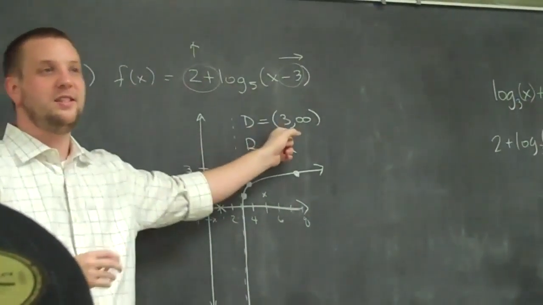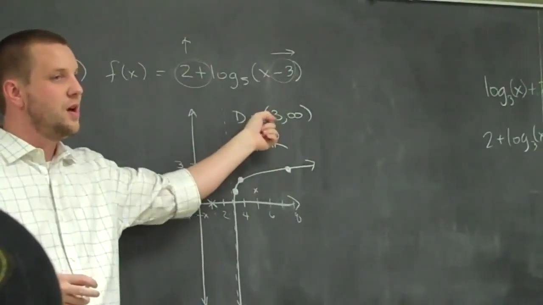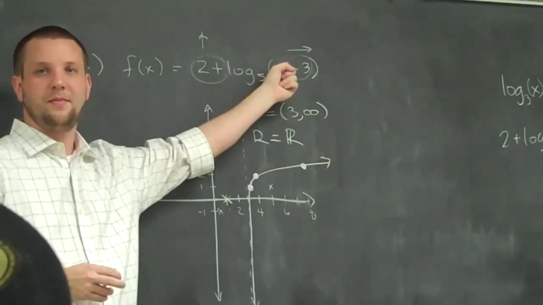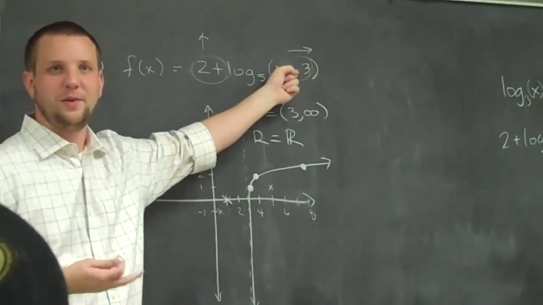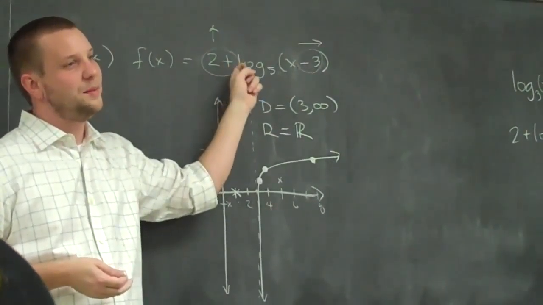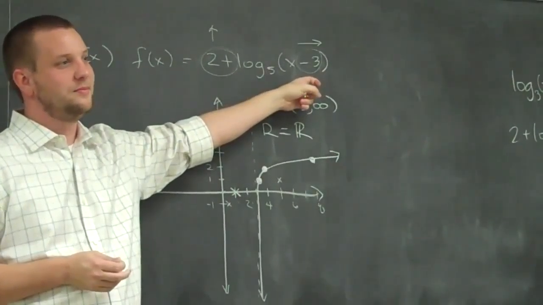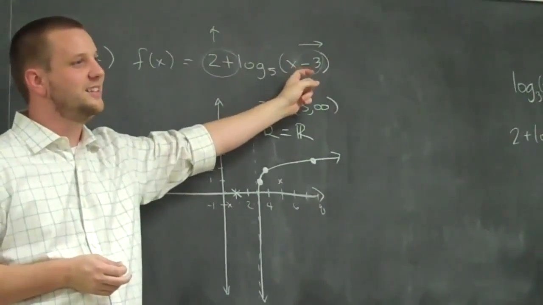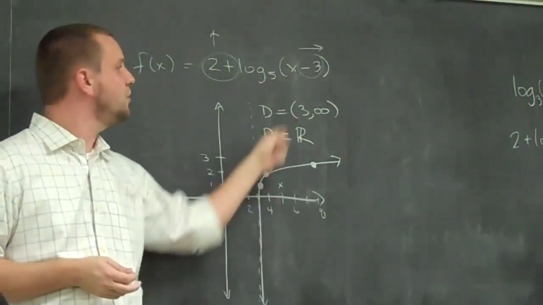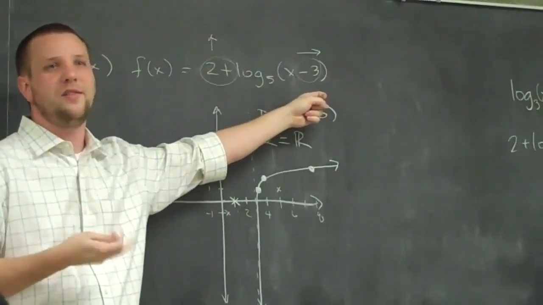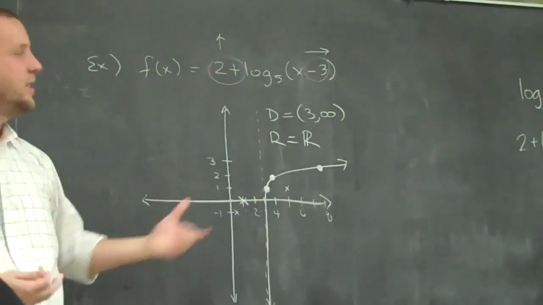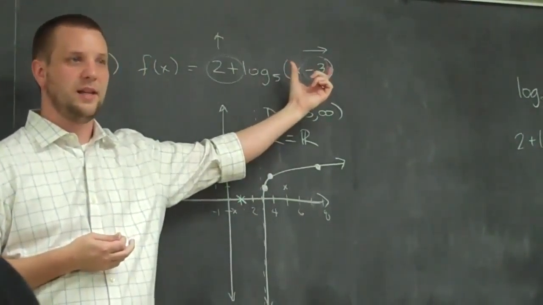Alright, so talking about this domain being only 3 or bigger, what happens if I actually try to plug in 3? What's 3 minus 3? Oh, this is an easy one. We taught you this one in first grade. 3 minus 3 is? And what happens if I try to take the log of 0? You fail. Okay? If I go left of 3, even if I do like 2 or 1, these are positive numbers, right? But if I try plugging in 2 or 1, 2 minus 3 is negative 1. You can't take a log of a negative 1. So it doesn't really matter if the x is positive or negative. What's ultimately going to matter is what am I trying to take the log of? That's going to be the problem, right?